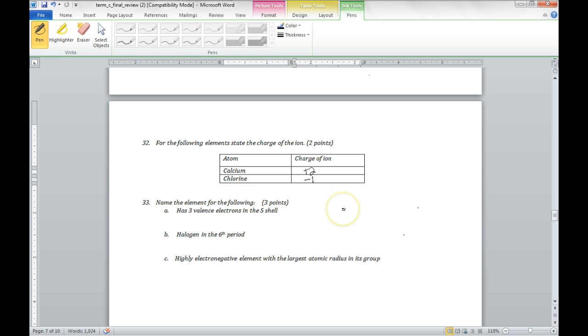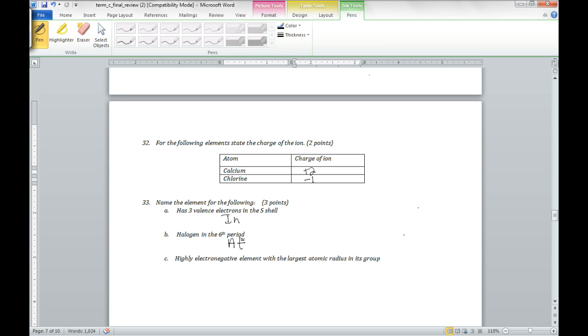Name the element for the following that has 3 valence electrons in the 5th shell. So 3 valence electrons means it's going to be in group 13, and you can count down 1, 2, 3, 4, 5 into the 5th shell, and that is In. And then we have halogen, which is going to be group 17. It's in the 6th period, so 1, 2, 3, 4, 5, 6, which is going to be astatine, At.